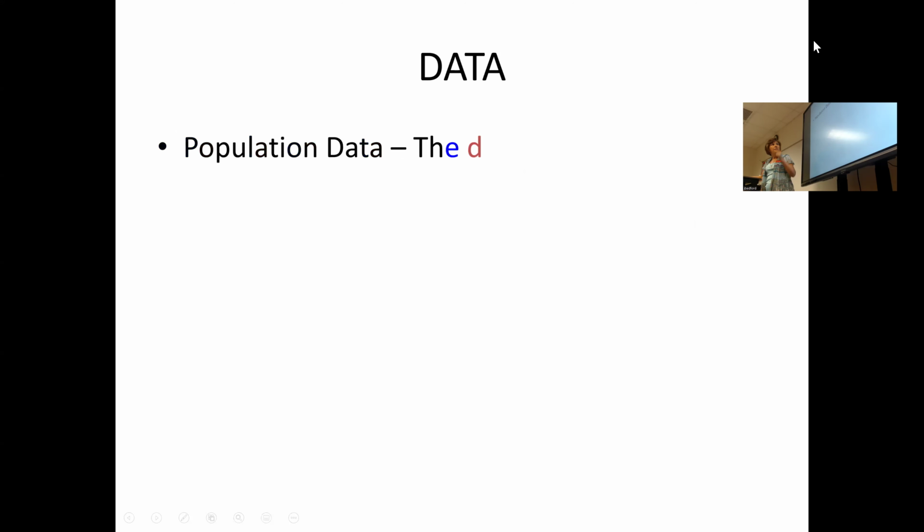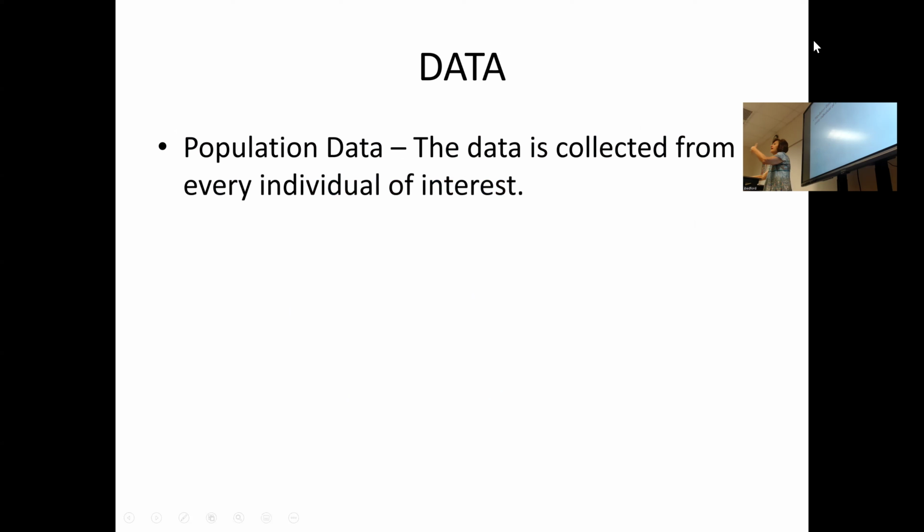Okay. Now, let's talk about another way to organize data, or another way to classify data. Population data means it's collected from every individual of interest. I mentioned earlier that a former colleague of mine used to work for the Census Department. What is the census in the United States? It counts the population. Do you know how often they take a census? It's every 10 years. Every 10 years, they try to get an accurate count of the population, which means they have to get information from every individual in the United States.